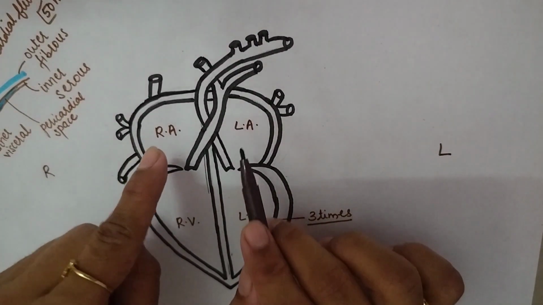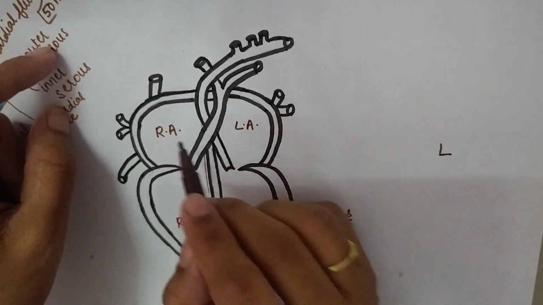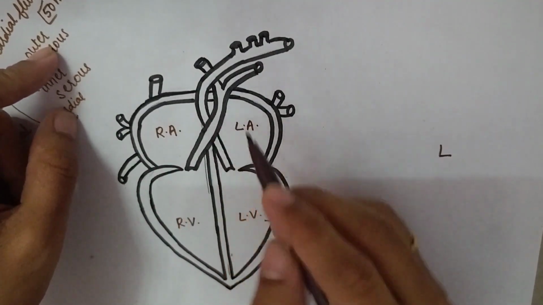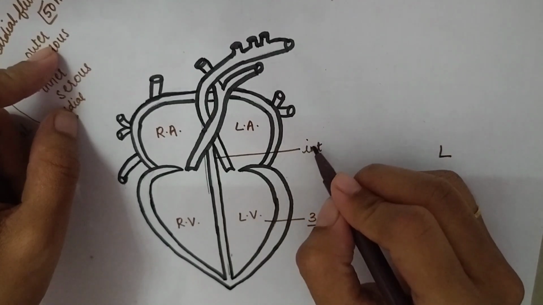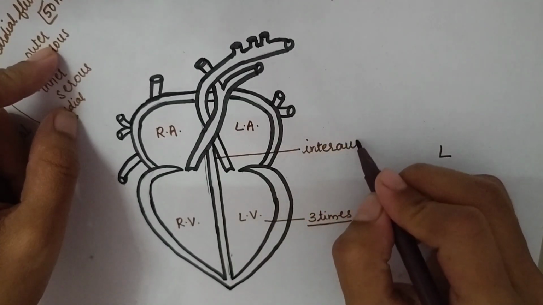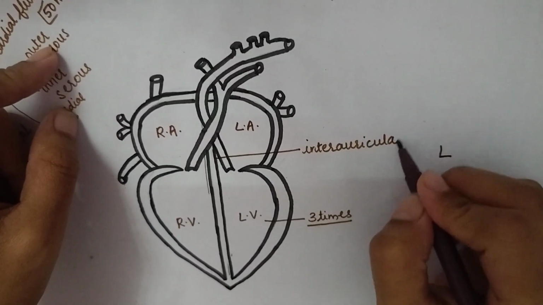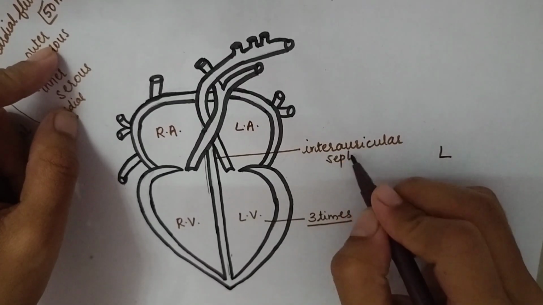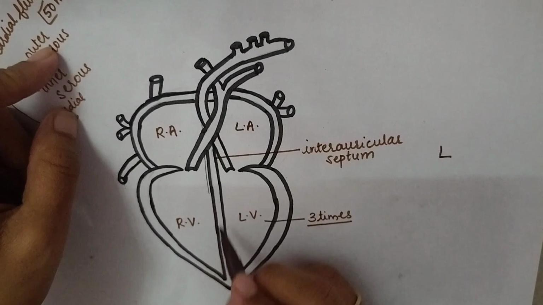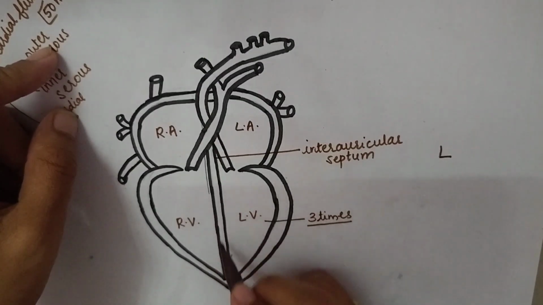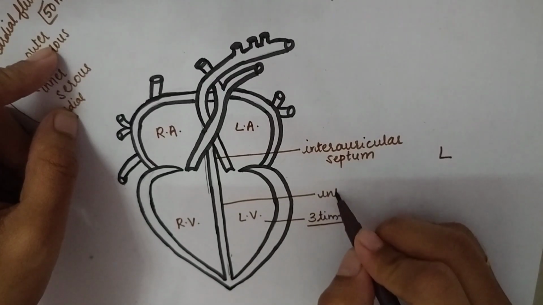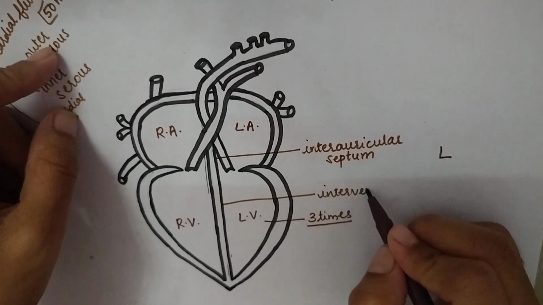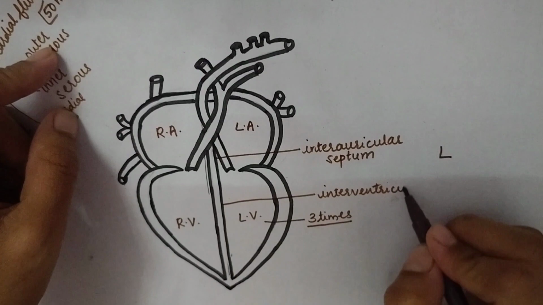Now the 2 atria are separated from each other by a septum. This septum between the 2 atria is called as the interauricular septum. Similarly, for the ventricles, these 2 ventricles are separated from each other by this septum. This septum is called as the interventricular septum.